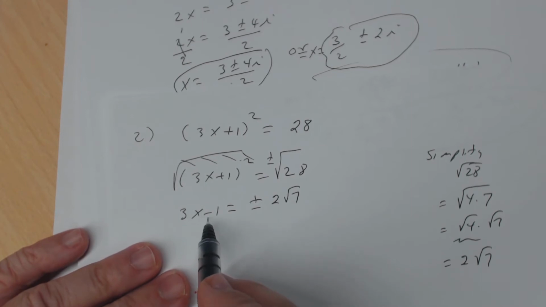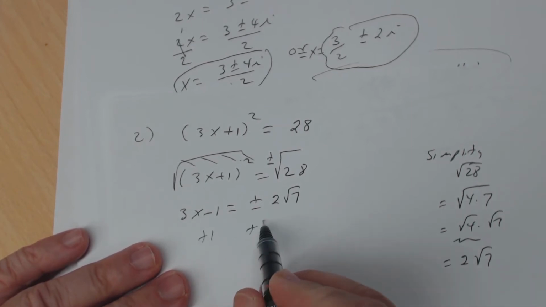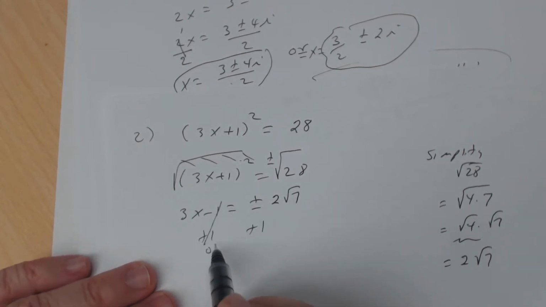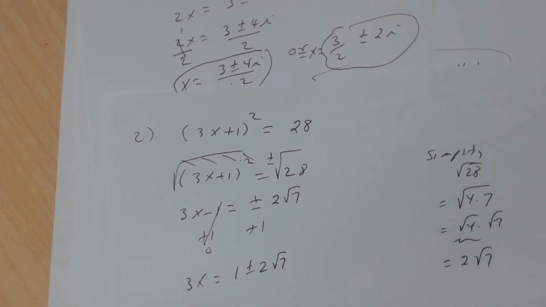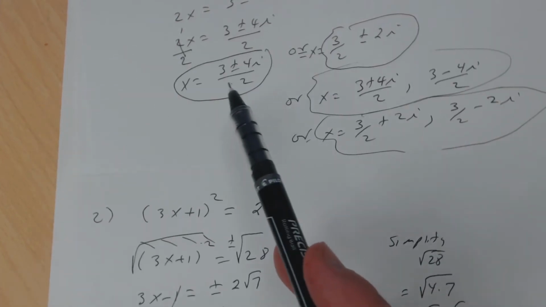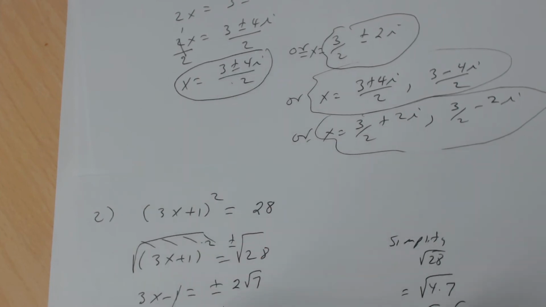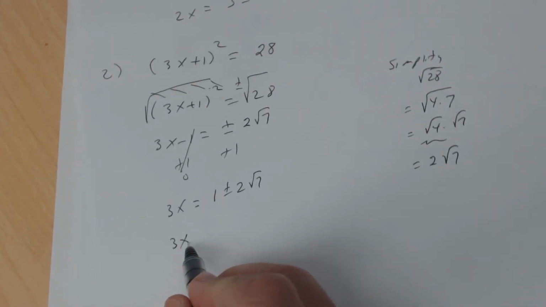And then we're going to bring the 1 over, so I'm going to subtract 1 from both sides. Combine like terms, this is 0. So I get 3x = -1 plus or minus 2 square root of 7. And then finally, just like we did a while ago, you're going to divide both sides by, in this case, 3. So I'm going to go ahead and rewrite this over.